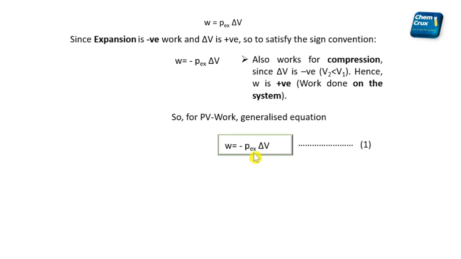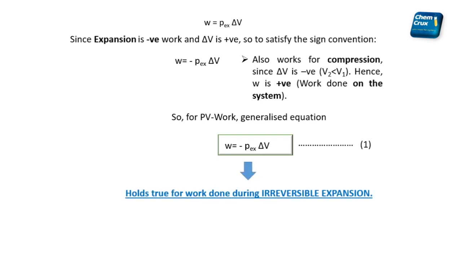Now this expression holds true for irreversible expansion also. So what do you mean by irreversible process? Irreversible processes are unidirectional single step processes. Unidirectional means that the path of the process will not be reversed, right? So in irreversible processes, the change in volume will occur against the external pressure in a single step only. So this expression will also be true for irreversible expansion.